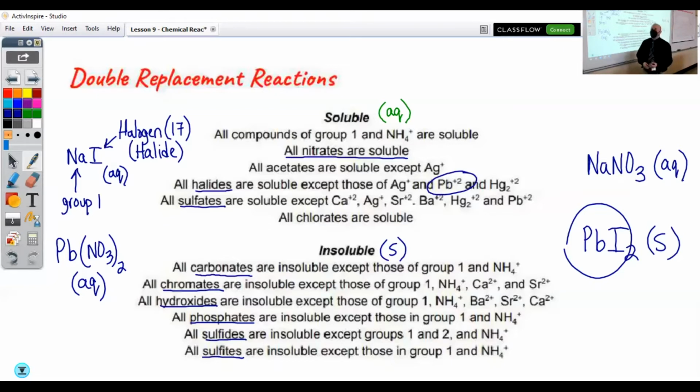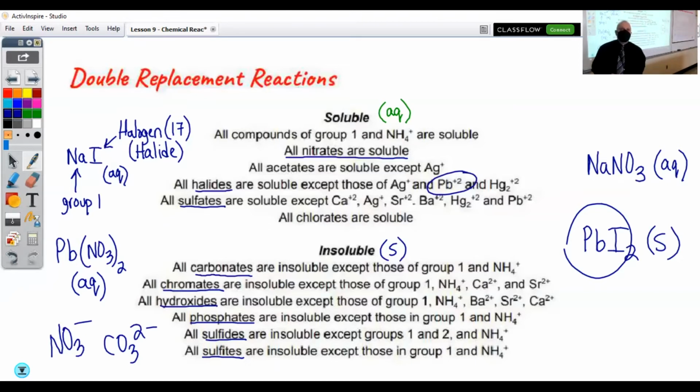Now, the other question is, it says all nitrates here are soluble, but there's no mention of nitrate down here. Doesn't that conflict? And the answer to that is no, because all of the examples down here are anions. They're negatively charged. So carbonate is CO3 with a -2 charge. The reason why we don't have to write all nitrates as an exception down here is because nitrates are also a negative charge. So these two are not going to pair up because they repel each other. So we don't have to make an exception for it because it's never going to happen.